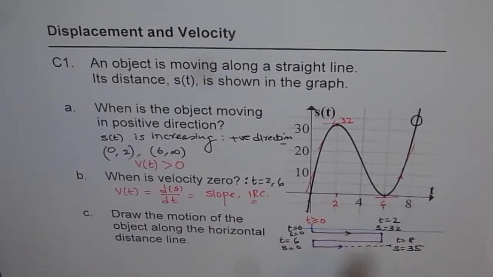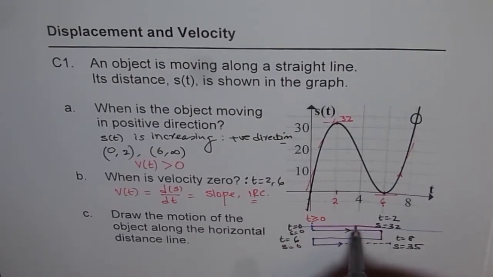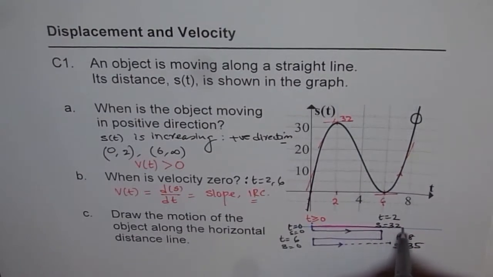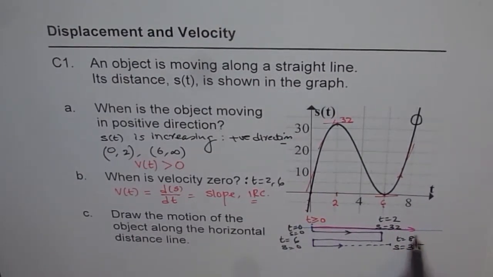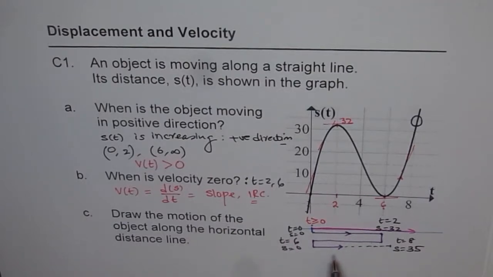Mind it, the real motion is taking place like this on a straight line. So the object really moves first like this in the straight line, and then returns back and then again moves forward like this. So that is the actual movement, which I've split and shown you here with the help of a horizontal distance line. It's a very clear-cut way of understanding what's really happening.